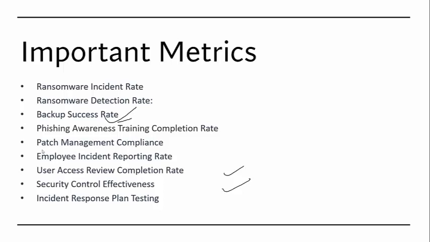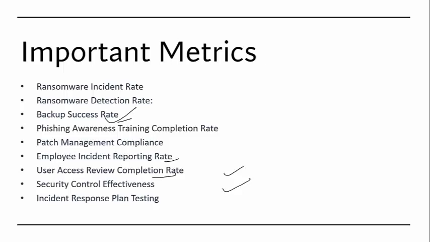Along with that, we also have an employee incident reporting rate: how soon employees report an incident, how many employees are reporting an incident, and what is the timeline. This reflects the level of employee awareness and engagement in the organization's security efforts. We also see user access review completion rate, because on a regular basis we need to reset the passwords. We need to have a regular assessment checking the effectiveness, how we ensure the principle of least privilege, and how many users are configured with least privilege. Then security control effectiveness is there.